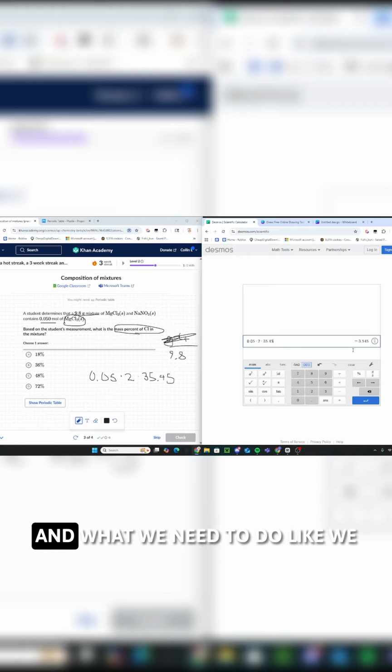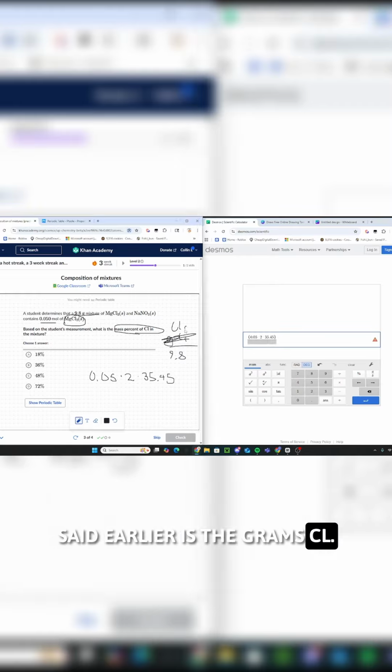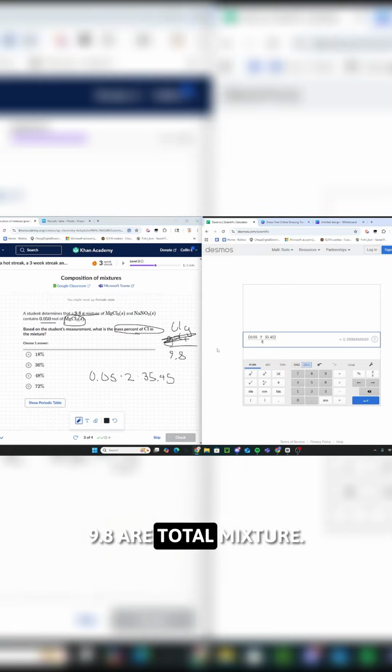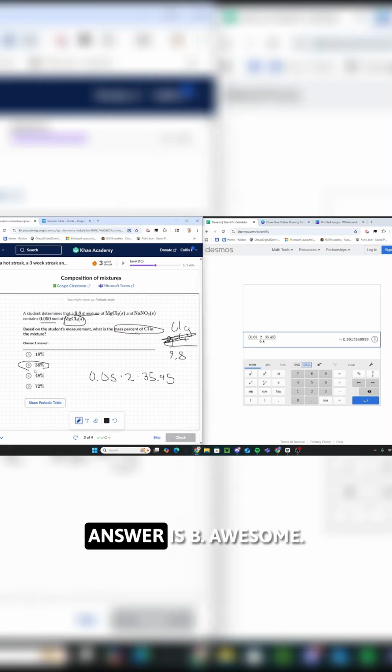So we get this amount of grams. And what we need to do, like we said earlier, is the grams Cl, so chlorine, divided by 9.8, our total mixture. So that means we have 36%, and our answer is B. Awesome.